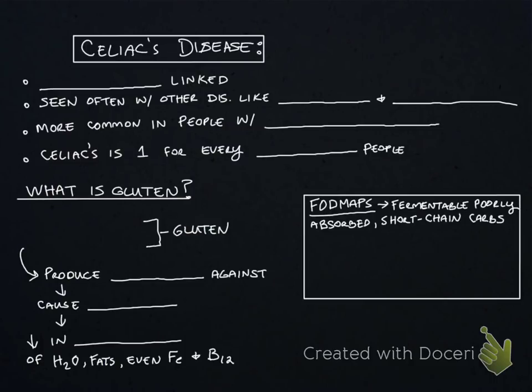So now just a little review over some of the diseases. It's the last part I really want to go over. And celiac disease is genetically linked. It's seen often with other diseases like type 1 diabetes and thyroid disorder. And it's more common in people with Down syndrome.